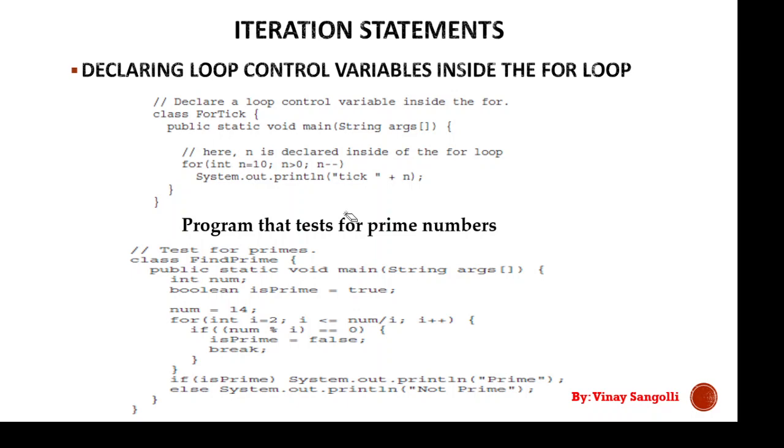Next, a very important thing is we can make various changes in your for loop. We can make it more efficient by making small changes. Usually the variables that control the for loop are useful only inside the for loop, and later they are not so useful. So we can declare these loop control variables inside the for loop itself. If you observe here, we have declared int n is equal to 10 inside the for loop only.